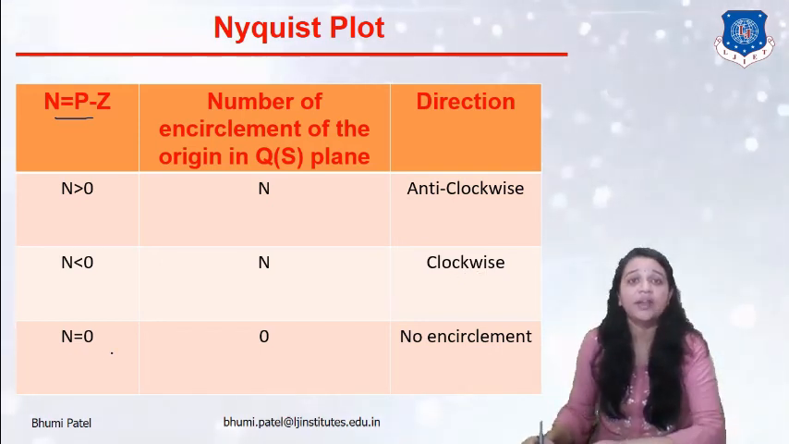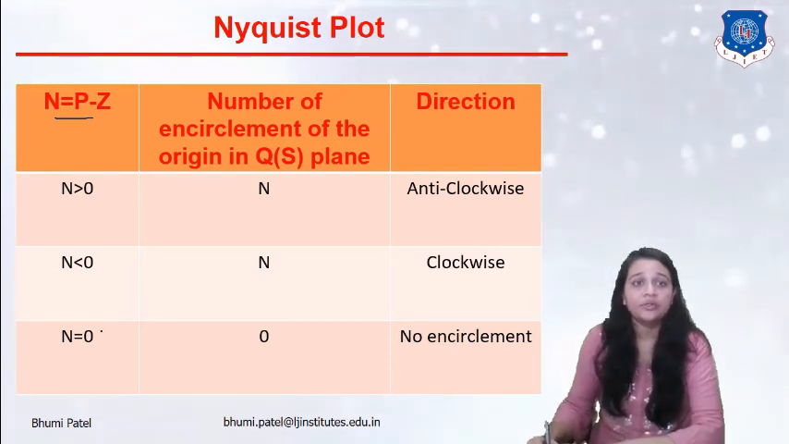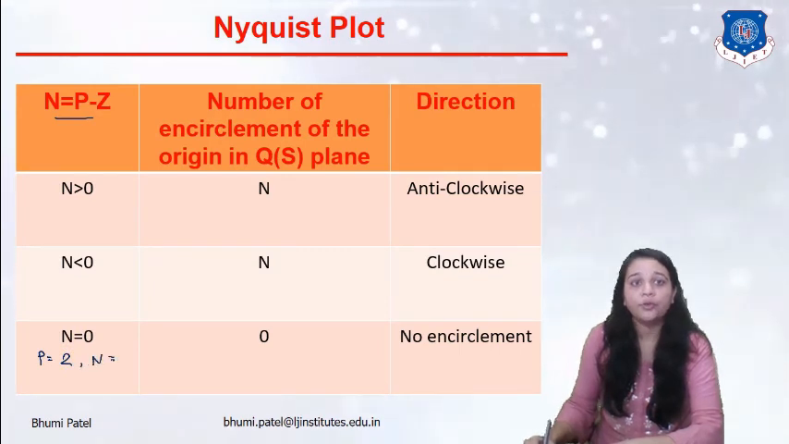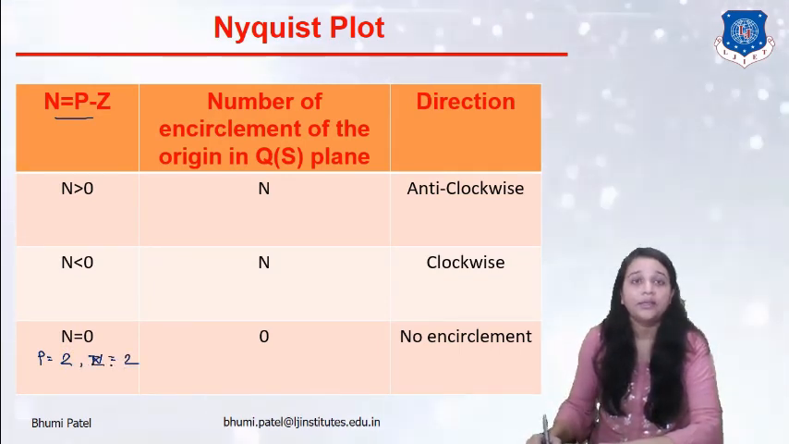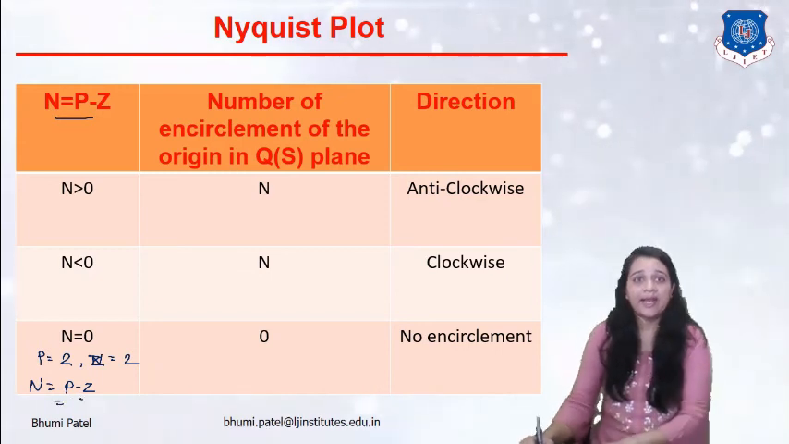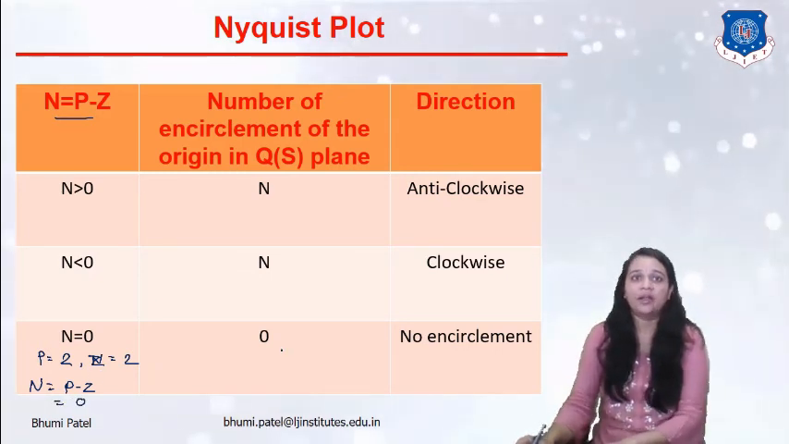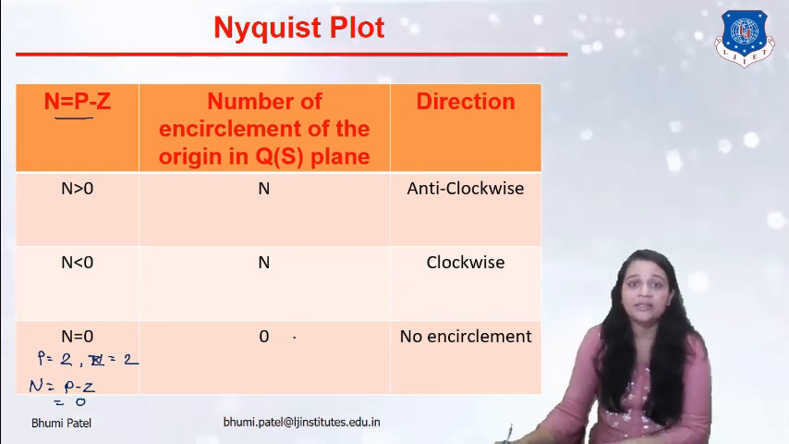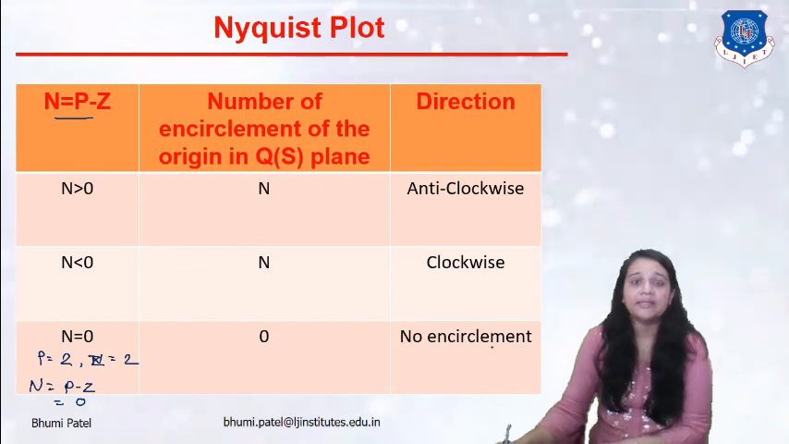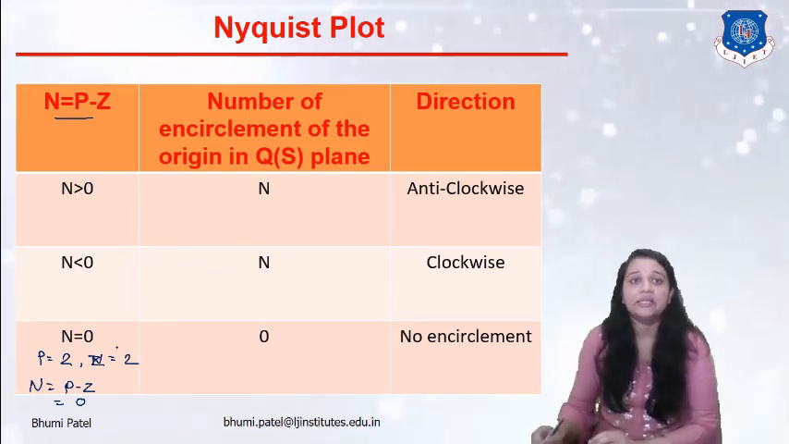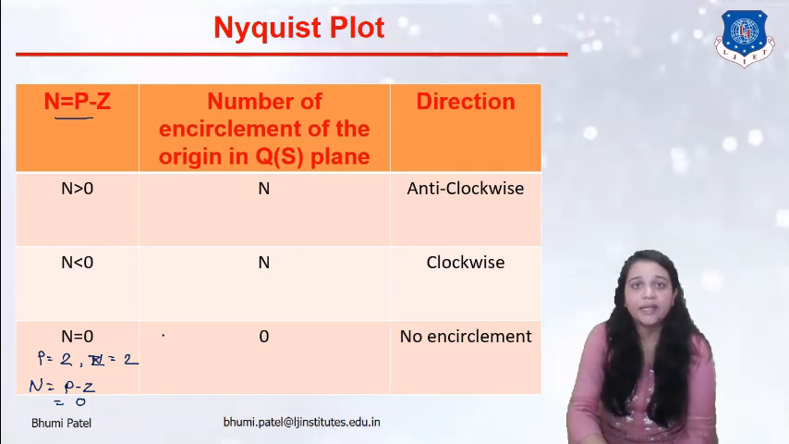At which condition can we get n equal to 0? Suppose we have the number of poles equal to 2 and the number of zeros equal to 2 in the right half plane of the S plane. So we get n is equal to p minus z, 2 minus 2 is equal to 0. So that time there is no encirclement of the origin in the QS plane, so there is no direction when n is equal to 0. So this is the condition of the Nyquist plot.